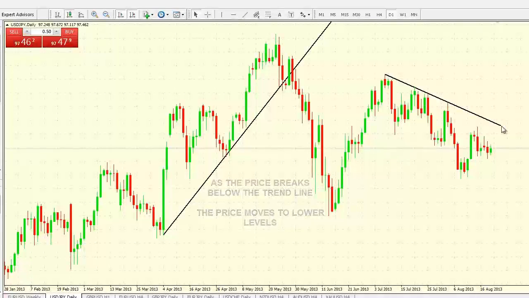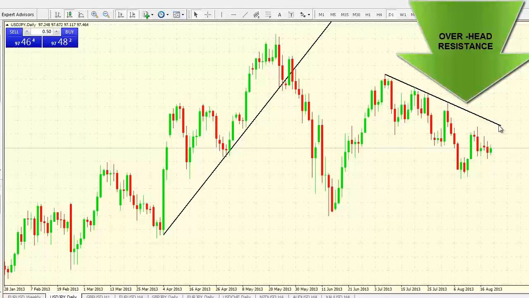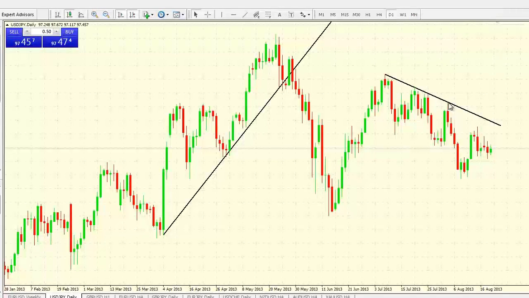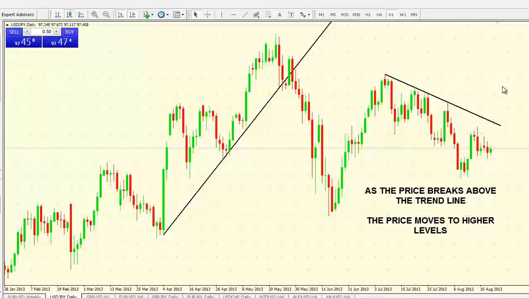Similarly over here, for this downtrend line, the slope is negative, indicative of a descending price move. This downtrend line is acting as the overhead resistance, as we can see that at these points the price tried to break above this trend line but failed to do so. If the price trends up towards this downtrend line and breaks above it, it would signal a reversal in the price direction towards higher price levels.